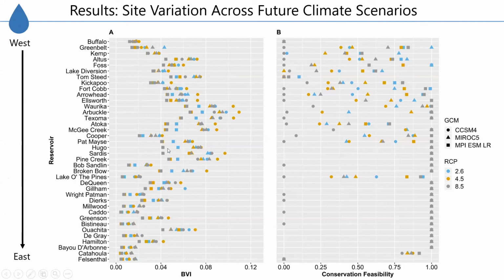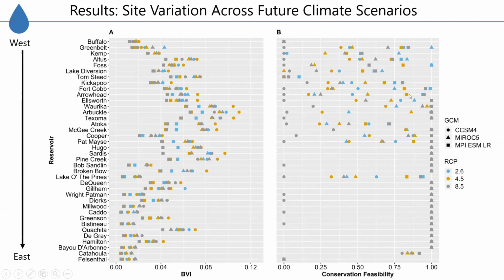And so biodiversity value has a pretty strong pattern from west to east across the basin. In the central portion of the basin, there's a pretty high biodiversity value hotspot, and at the western and eastern extremes, there's pretty low biodiversity value. And if we look at conservation feasibility across the basin, there's a lot of uncertainty. In some of the eastern reaches, we can fully satisfy societal water needs across all future climate scenarios.